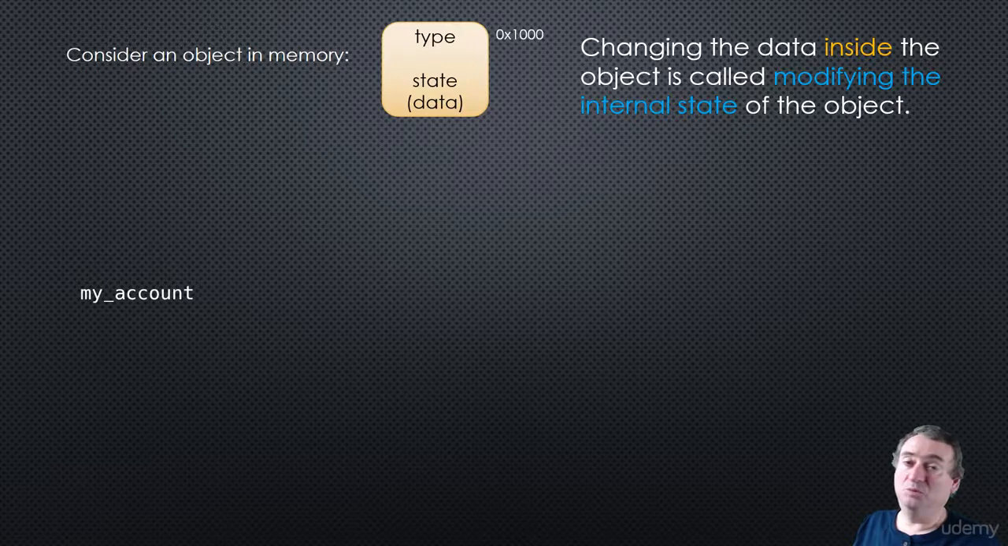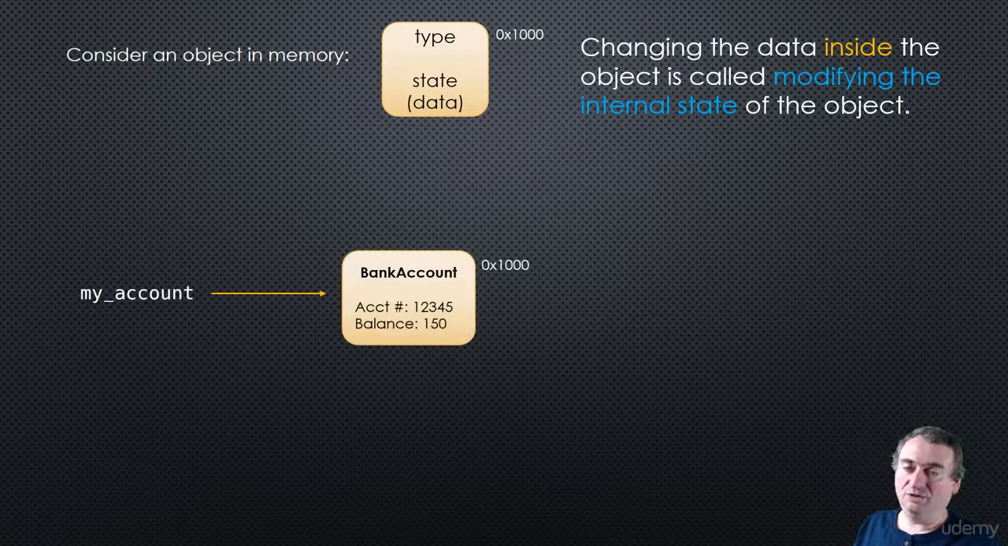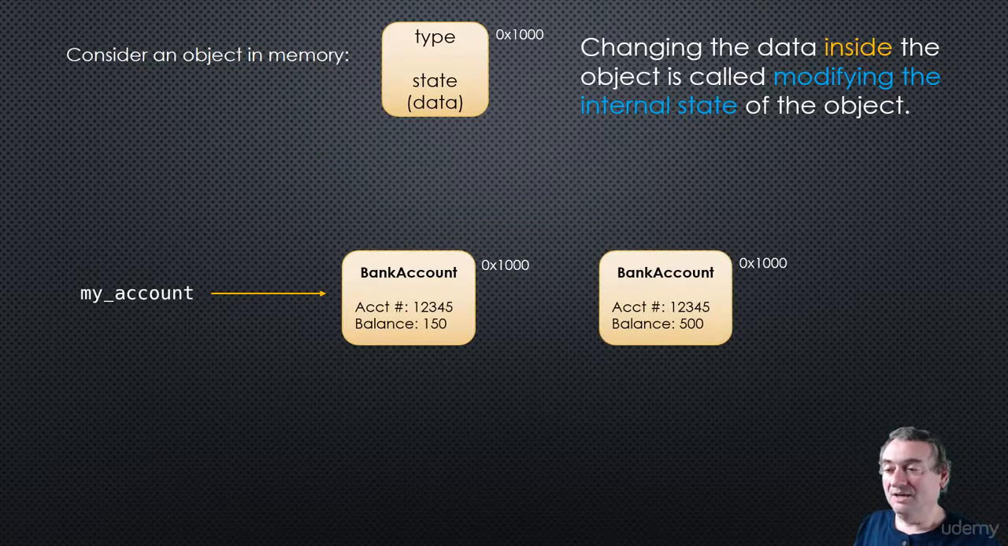Let's say we have this variable myAccount, and myAccount references some object in memory at some memory address, let's say memory address 1000. And let's say that the data type of this object is bank account, and bank account has two instance properties: an account number and a balance. Right now the account number is 12345 and the balance is 150. Now suppose that we modify the balance. We've deposited some money, and now the balance is 500.